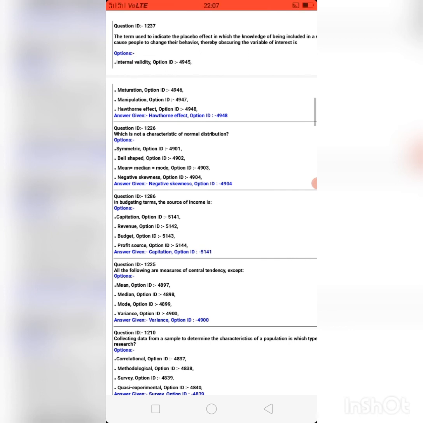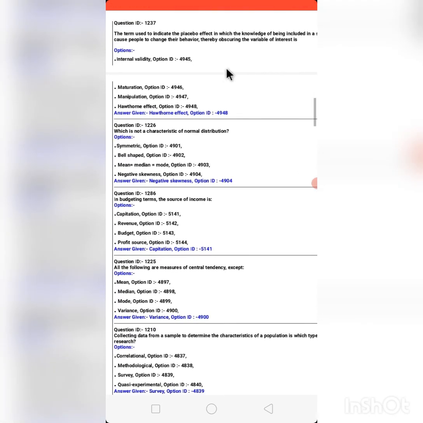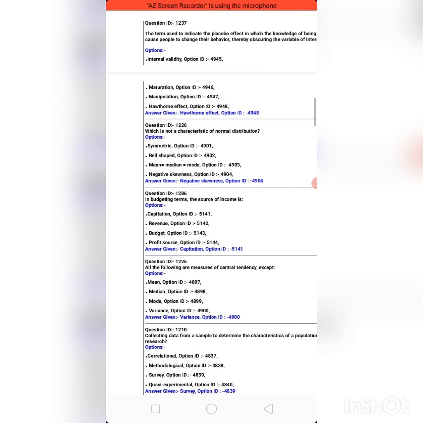in which the knowledge of being included in a study causes people to change their behavior, therefore obscuring the variable of interest, is called as. The first option is internal validity, which is not the right answer. Okay, another one maturation, manipulation, and the last one the Hawthorne effect. Hawthorne effect is the right answer for this particular question.